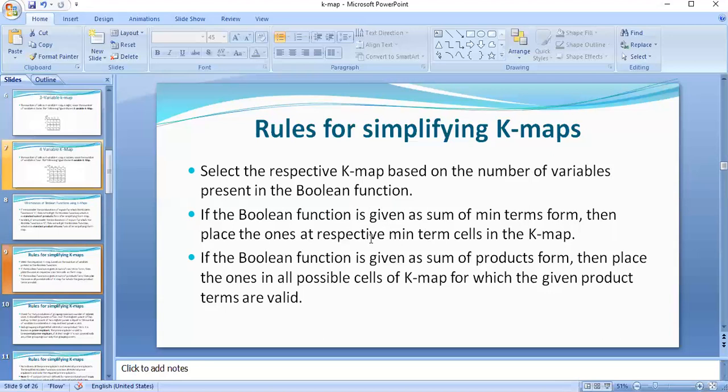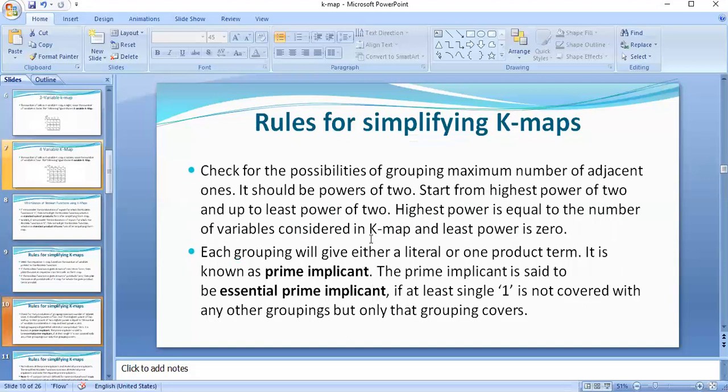After that, grouping. We may group the number of variables always in powers of 2. We may group 2 variables, 4 variables (2 power 2), 8 variables (2 power 3), and 16 variables (2 power 4). That depends on the number of variables. So the maximum grouping possibility is equal to the number of variables.